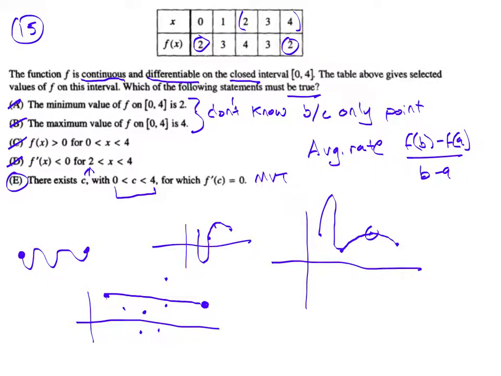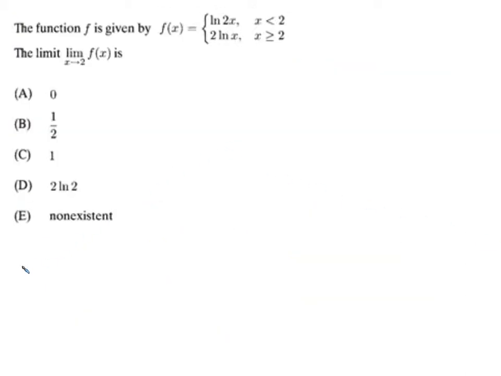Let's go on to problem number 16. So this is problem number 16. All right, we're given this function, and we're trying to find the limit as x goes to 2. All right, so this is a double-sided limit. There's no plus or minus here.